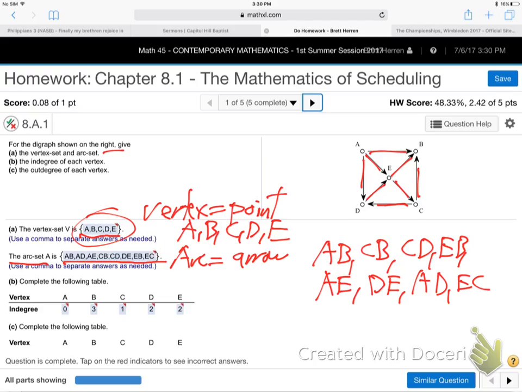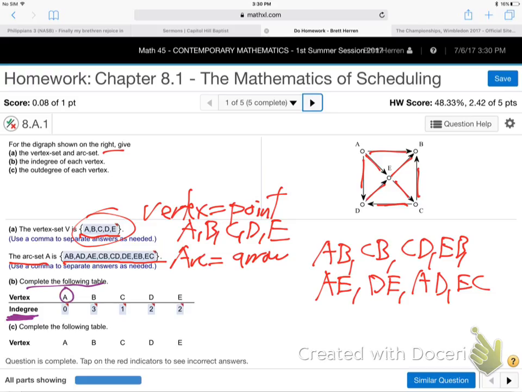Now it says in part B, stop me if you want to talk more about this. Part B, it says, okay, complete the following table. It's going to give me the vertexes, the vertices, they're called the points, and then the in degree. So that word right there, the in degree, that just means how many arrows are coming in.